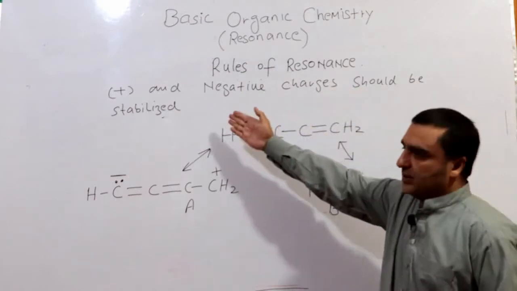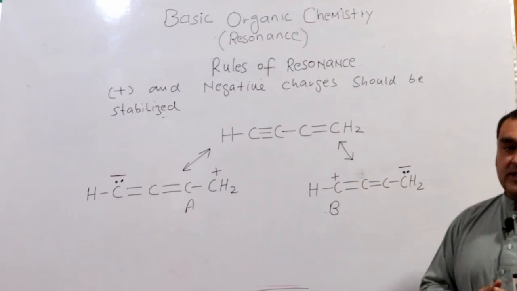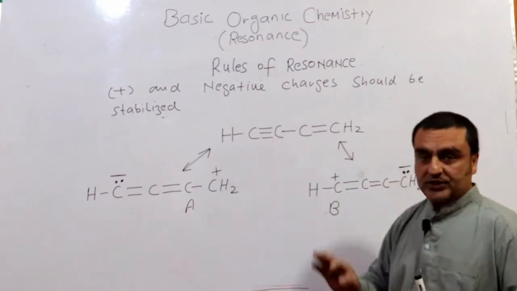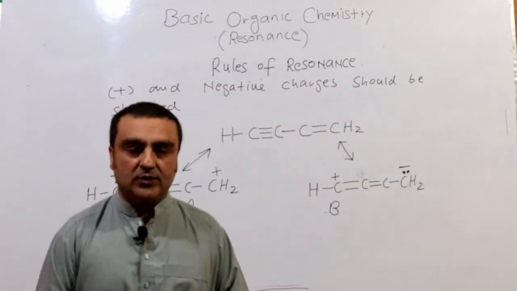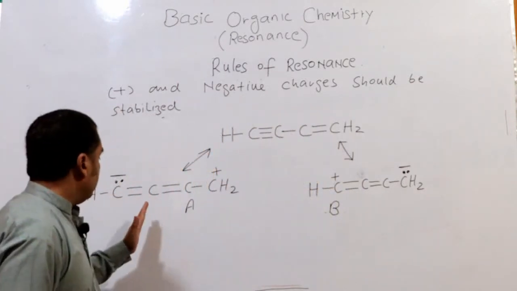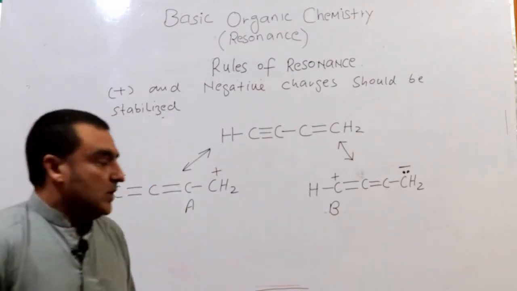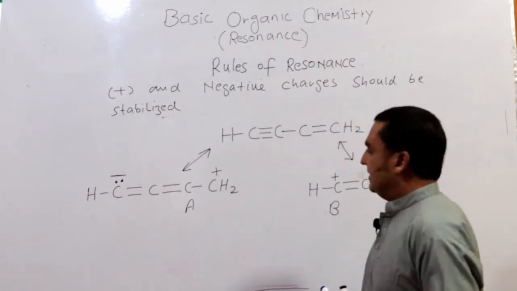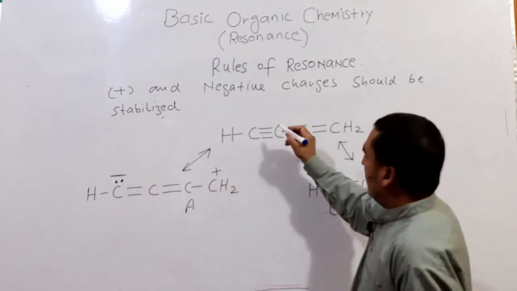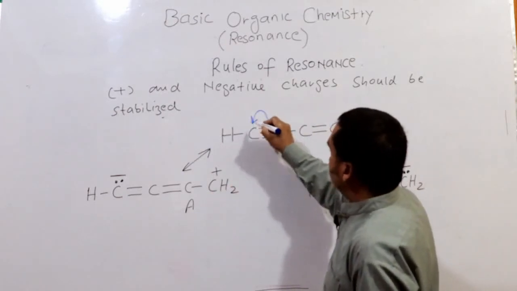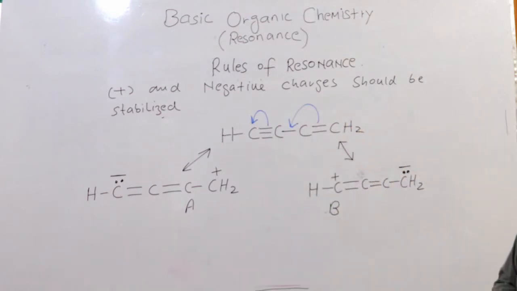This is a structure with an alkyne and an alkene, and they are in conjugation. As I told you, we cannot draw a single Lewis structure for it. These are the two resonance forms of this molecule. I should not repeat all the things. This structure is formed when both electrons come and sit on this carbon, and those electrons come and form a bond.